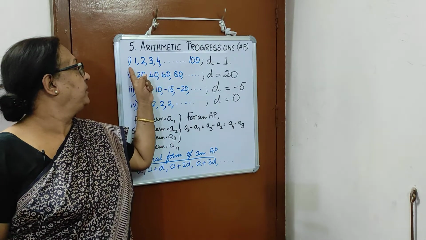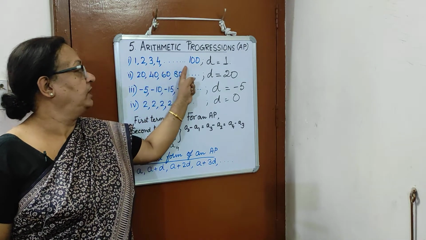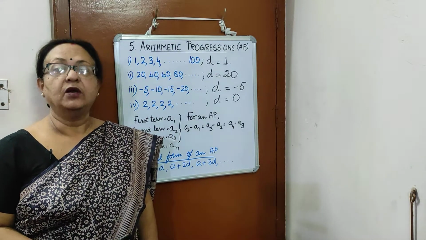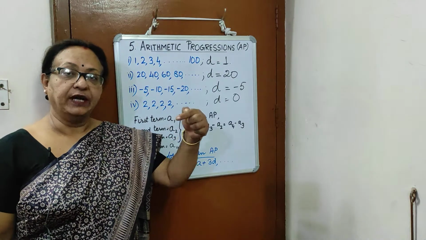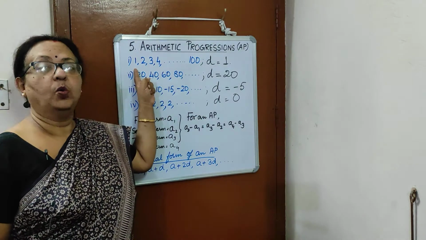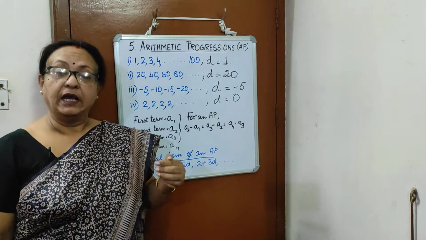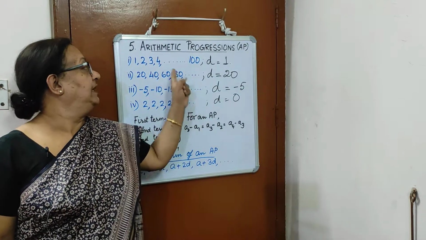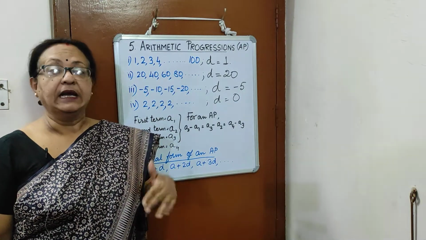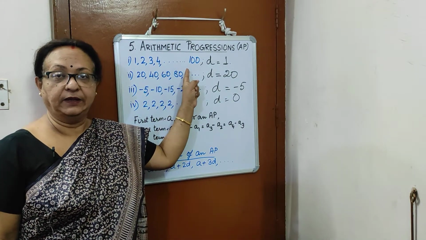See the first one. First one is, you can see a sequence of numbers 1, 2, 3, 4, etc. Do you notice any pattern here? Yes. What's the pattern? You see each number is increasing by 1 unit. Isn't it? 1 plus 1 is 2. 2 plus 1, 3. 3 plus 1, 4. Not only that, you can say what will the next number be. What will it be, children? 4 plus 1, 5. Next one will be 5 plus 1, 6.